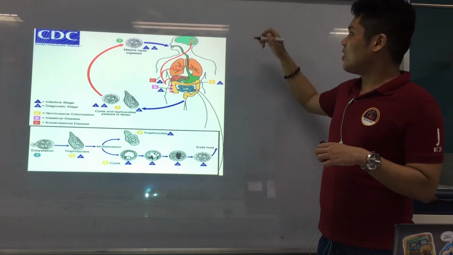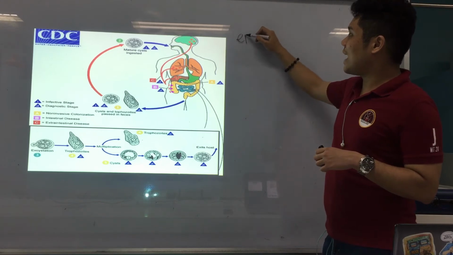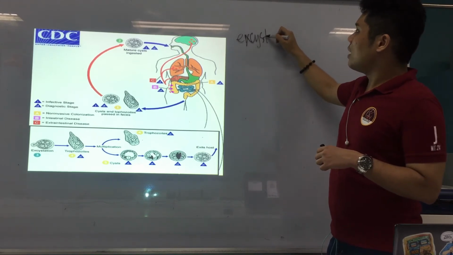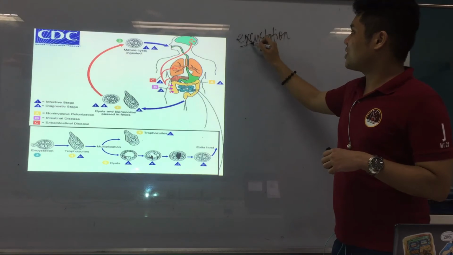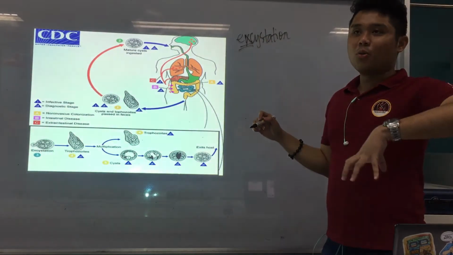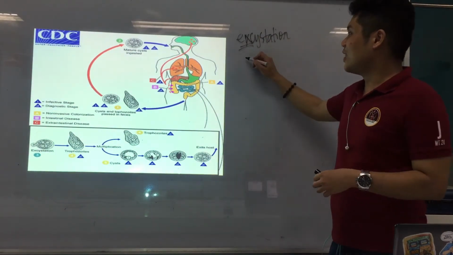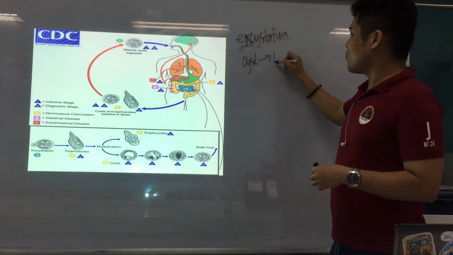And once inside the host, it undergoes what we call excystation. When you say ex, it means out of the cyst. So the trophozoite comes out of the cyst, and the cyst now becomes a trophozoite.